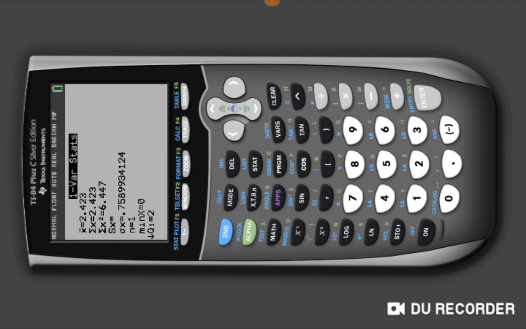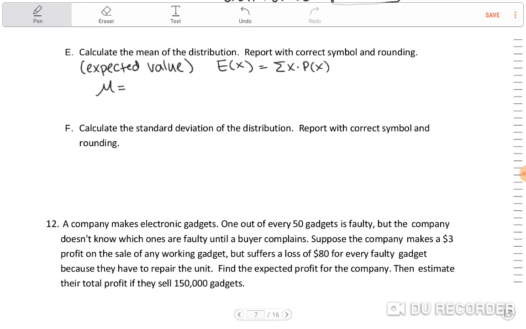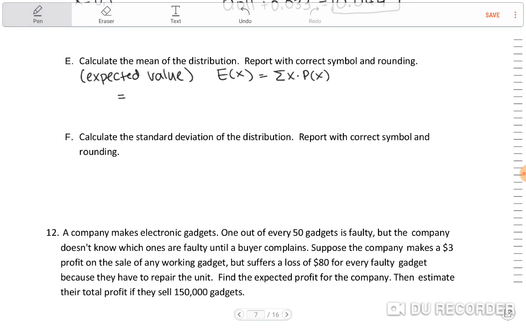Remember that we're always going to round our mean and our standard deviation to one more decimal place than what our data was. Our data in this case was all those x values, 0, 1, 2, 3, 4. So those are whole numbers, right? So I'm going to round to one decimal place. So 2.4. And for the expected value, you could say E of x, or you could say mu, and that's going to be equal to 2.4.